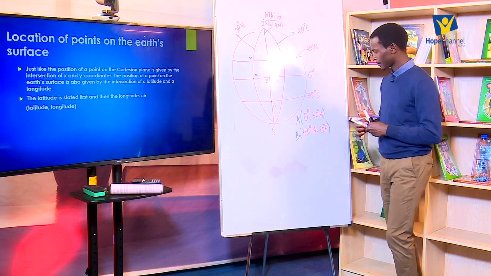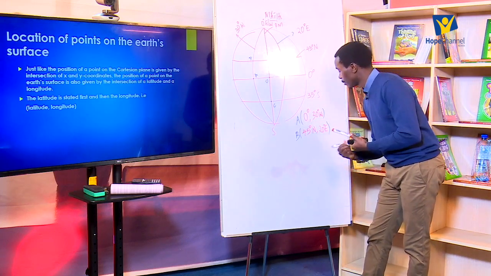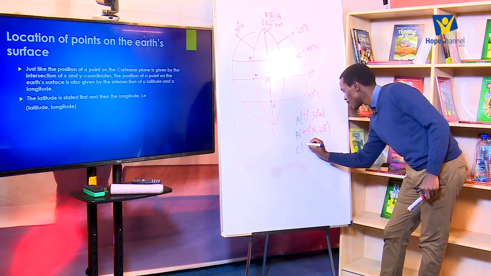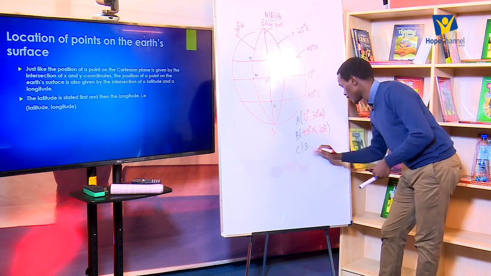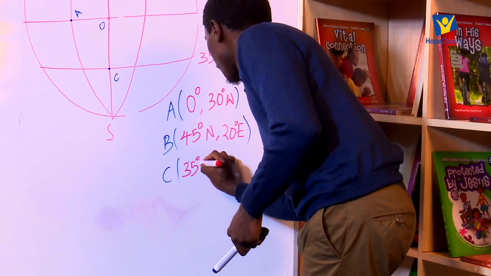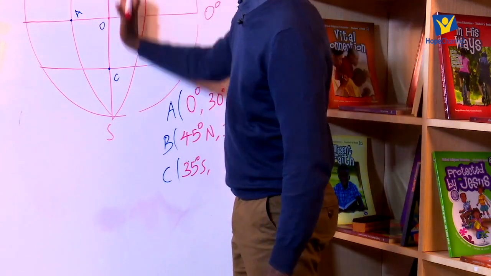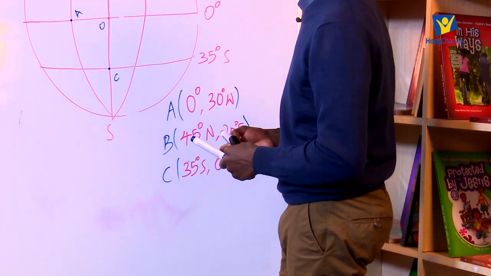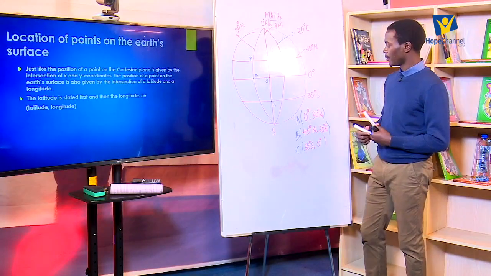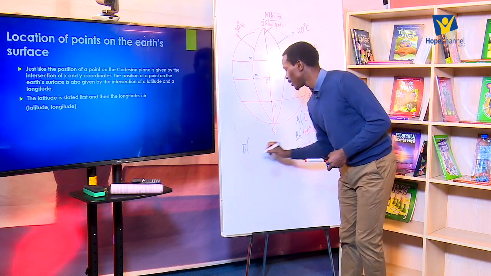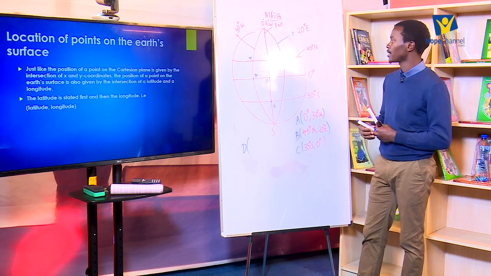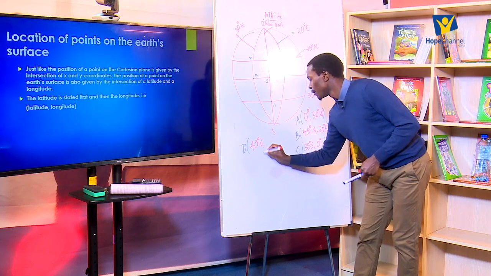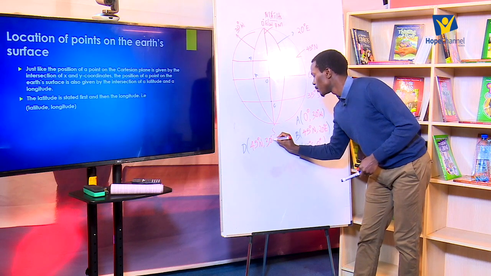Let's try C. So C is on a latitude 35 degrees south. So we start with 35 degrees south. And then, because it is on the prime meridian, it is 0 degrees to the east or to the west. So it's just 0 degrees as written. Now, maybe the last example, part D, the position of D. Latitude first, then longitude, which is 45 degrees north, 30 degrees west.